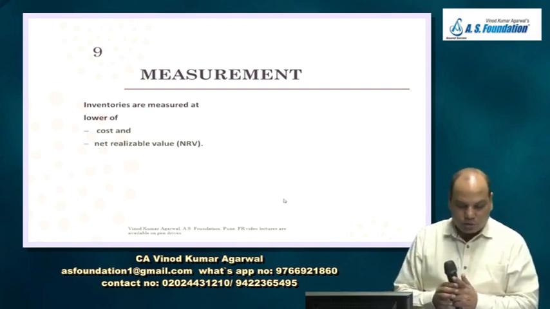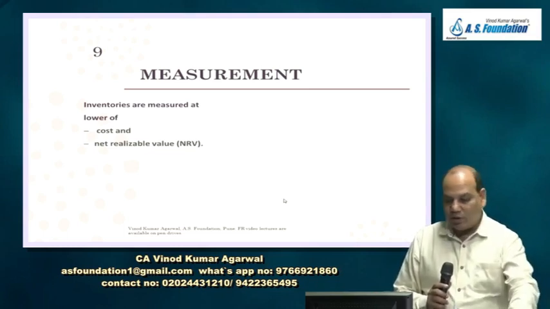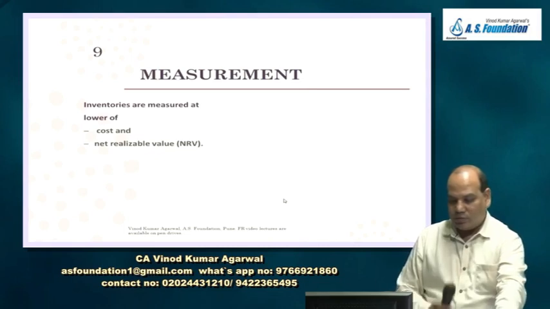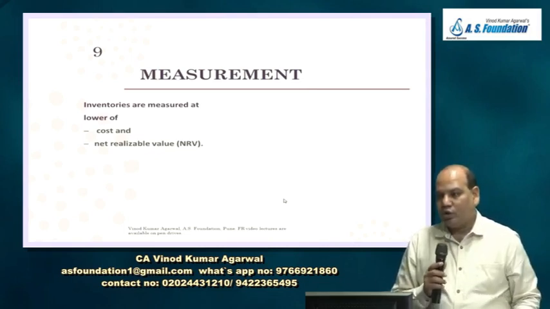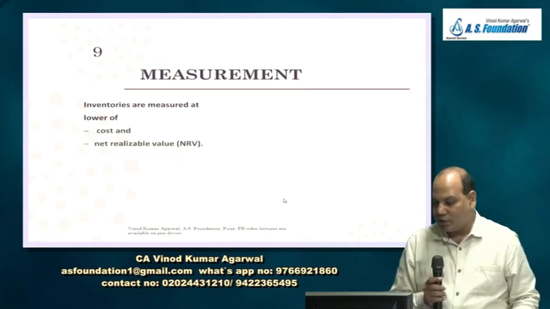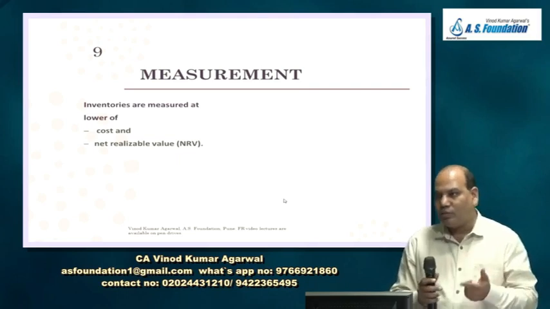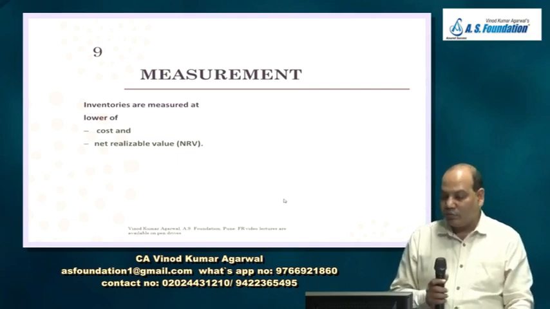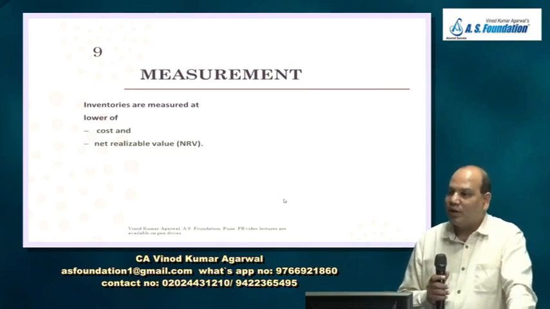Now, the golden rule of this chapter will be this line: inventory will be measured at lower of cost and net realizable value. We discussed the reason for that. If NRV goes down, then the basic principle of standards are usually assets should not be shown at a price above their realizable value.